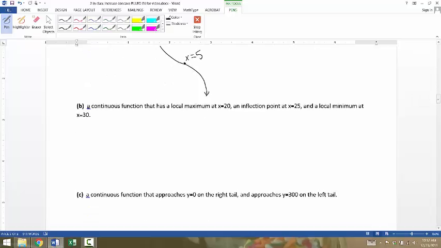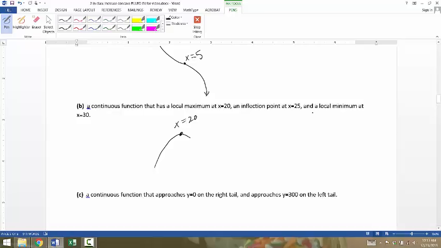Next, a continuous function. It has a local max at x equals 20, so it'll have a peak at x equals 20, and then it has an inflection point at x equals 25, and then it has a local min at x equals 30. So let's see, we're going to draw a graph that has a local max at x equals 20. So something like so, for example. There's a local max at 20.